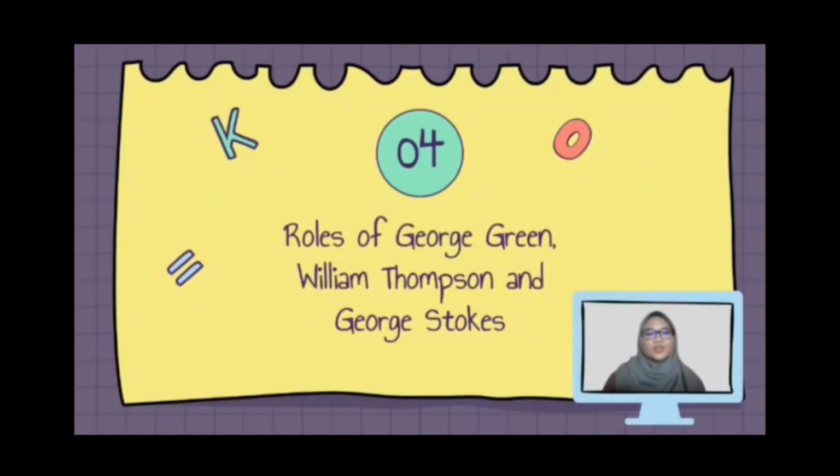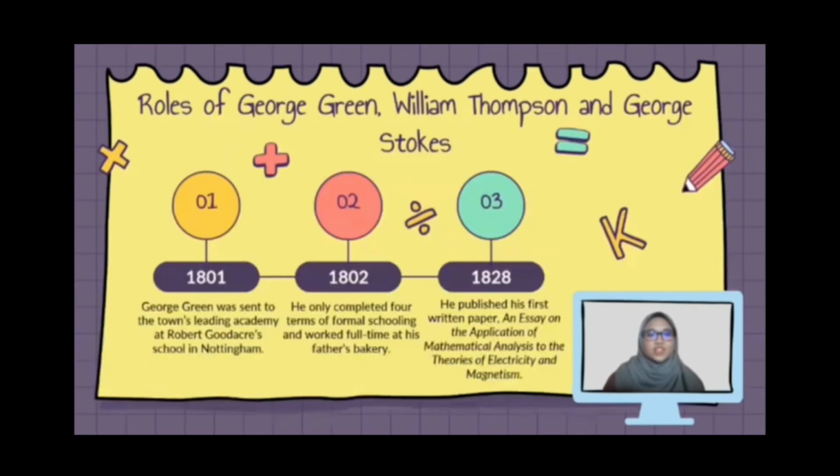Next, we will cover the roles of George Green, William Thomson, and George Stokes in discovering these theorems. George Green was best known for his contribution to Green's theorem. At the age of 8, he was sent to the town's leading academy, Robert Goodacre's School in Nottingham. However, during 1801 and 1802, he only completed 4 terms of formal schooling and worked full-time at his father's bakery. In 1828, he published his first paper, entitled An Essay on the Application of Mathematical Analysis to the Theories of Electricity and Magnetism.